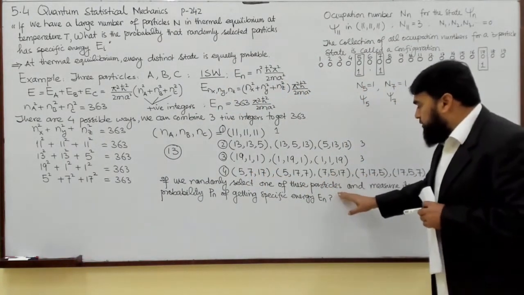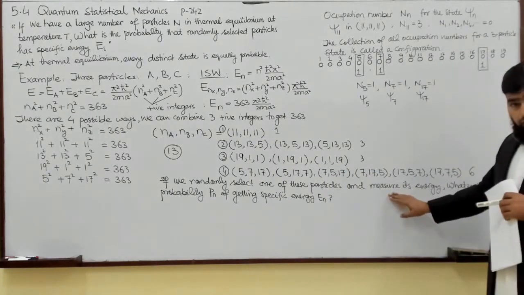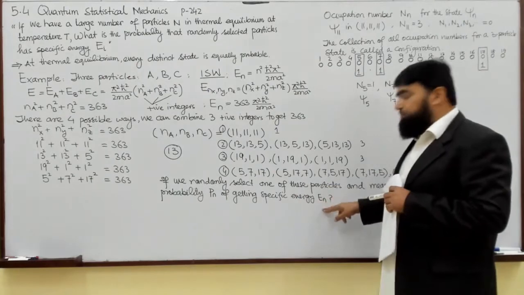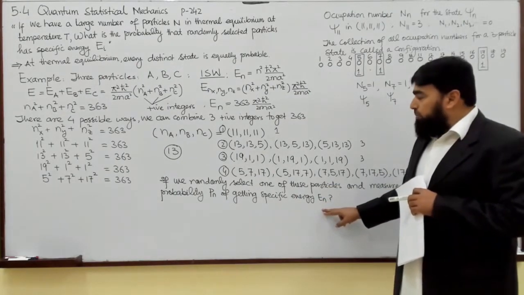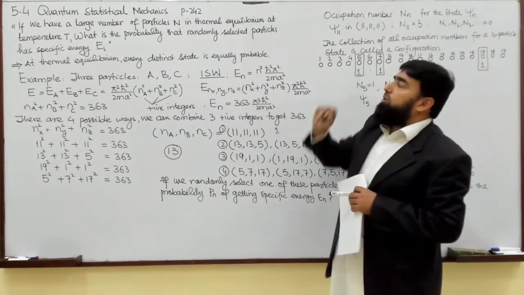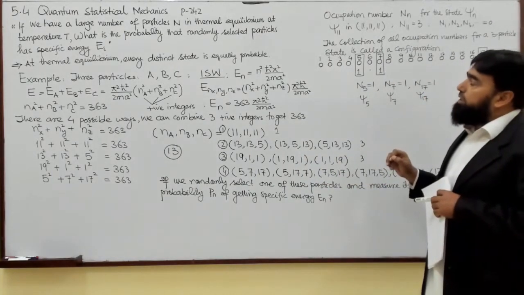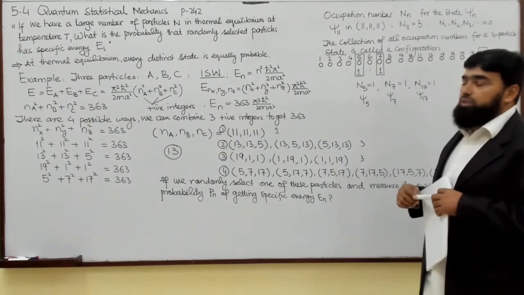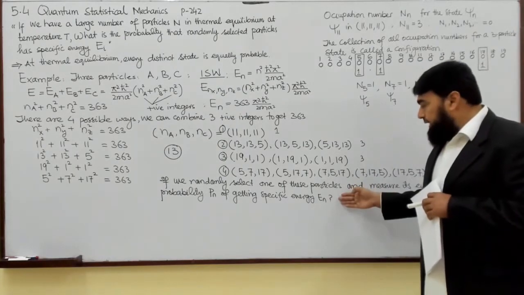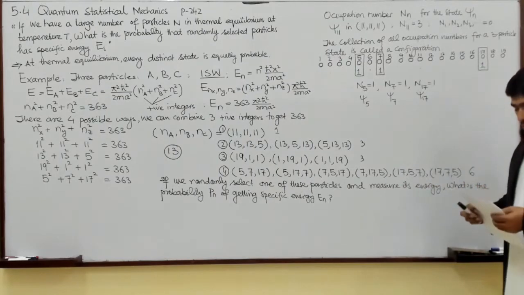If we randomly select one of these particles and measure its energy, what is the probability that we will get a specific energy? If the probability is the highest, then we are addressing our question: what is the probability that a randomly selected particle has a specific energy? So we will calculate the probabilities, and then the highest probability will be the answer to our question.